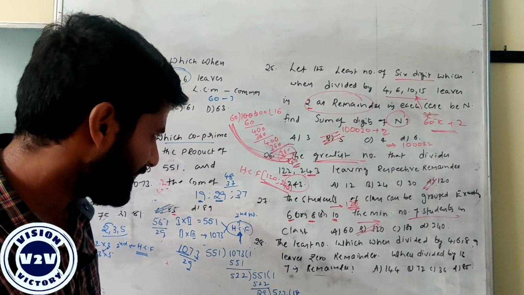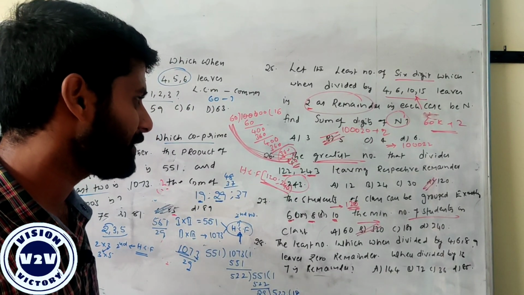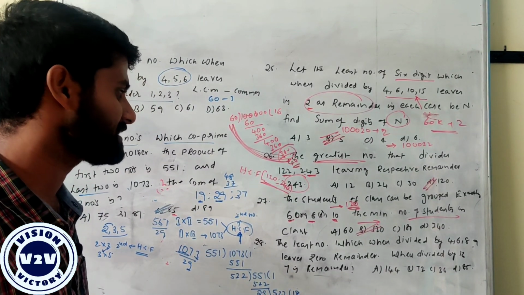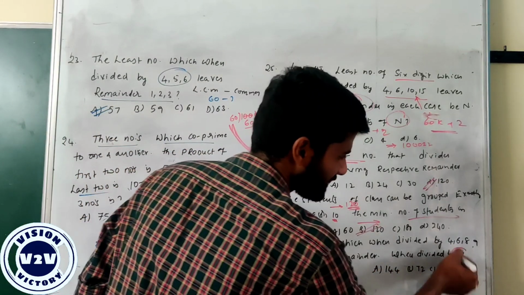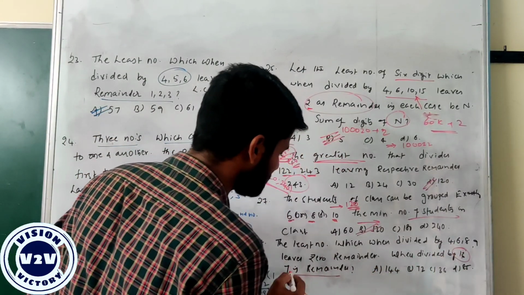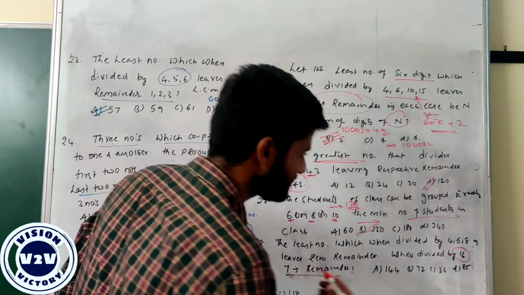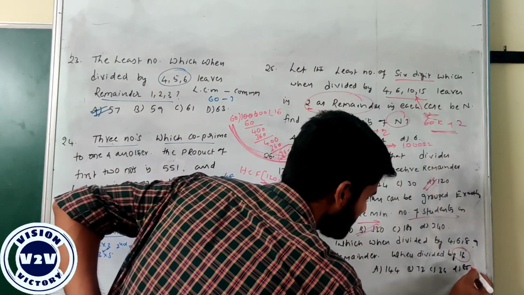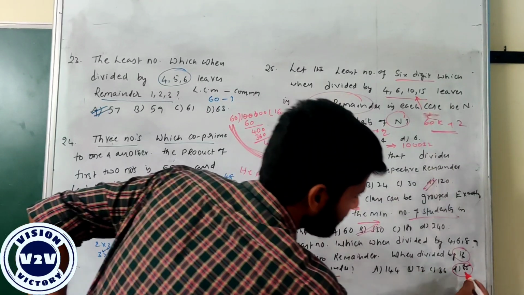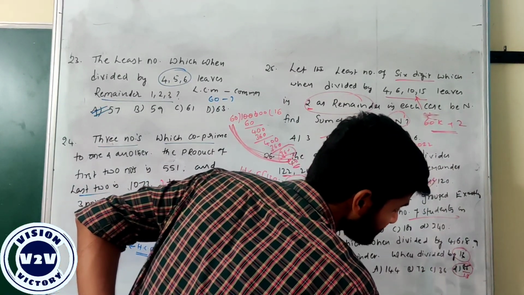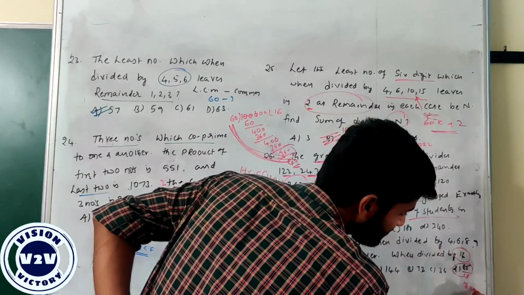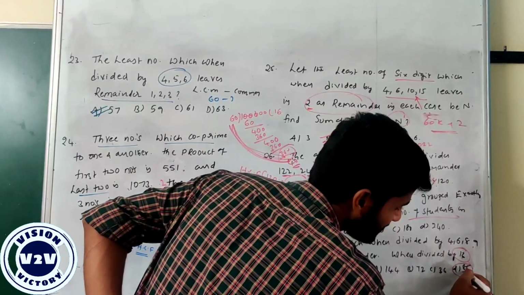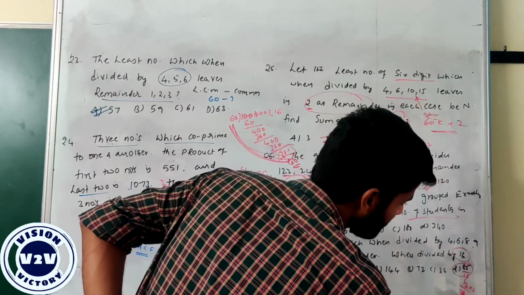Next, find the least number which, when divided by 4, 6, 8, 9, leaves 0 as a remainder, and when divided by 13, leaves 7 as a remainder. So just go with the direct answer. If any number is divided by 13, we should get 7 as a remainder. See, if you go through the options, 13 6s are 78, and here we have 85. So 85 means we get 7 as a remainder.